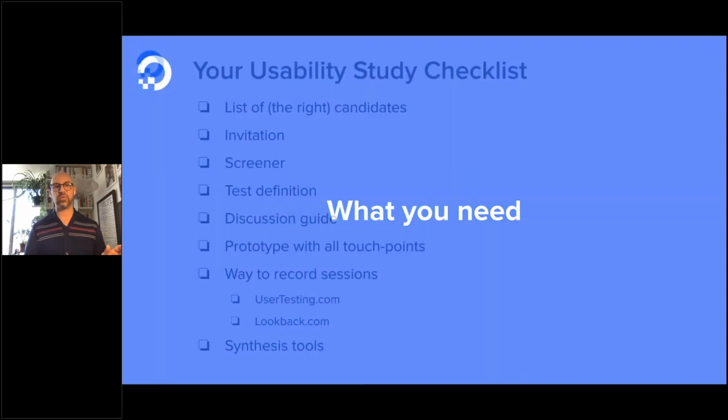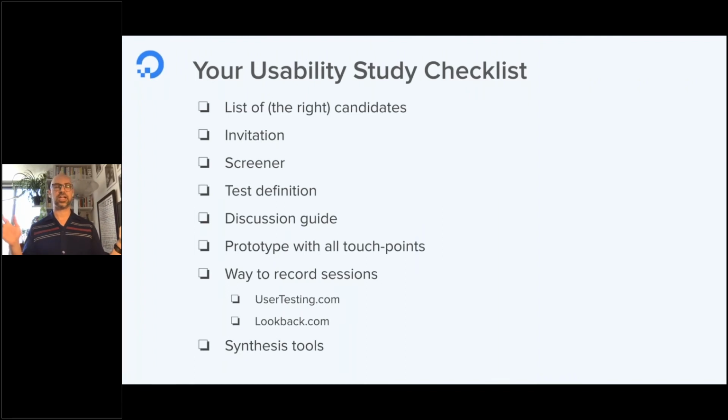Okay, if you want to take a screenshot, although you're going to get this in email, take a screenshot of this screen. This is basically your checklist to do a usability study effectively. Make a list of the right candidates, or who is the right candidate. Write down your invitation. Go through a screener to get the right people. Define what you're trying to test. Make a discussion guide. Prototype with all your touch points, ideally. If not, just do the product or service.